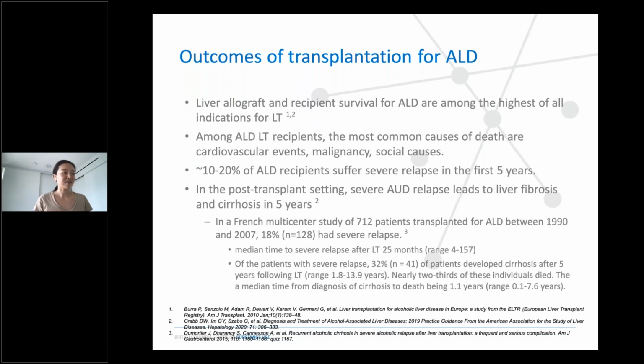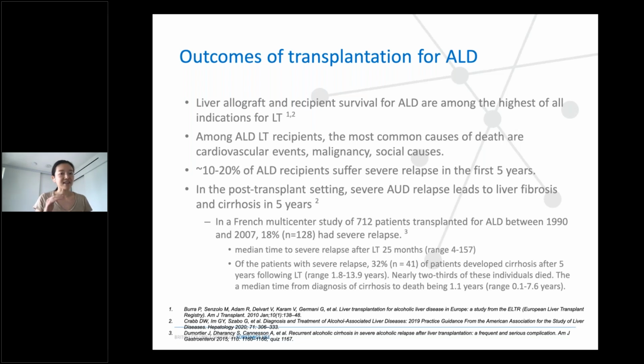And there's some data suggesting that it's even higher than other indications such as transplantation for viral hepatitis or cryptogenic cirrhosis. Amongst transplant recipients with alcohol-related liver disease, the most common causes of death for this subgroup are actually cardiovascular events, malignancies, and social causes. The risk of relapse or severe relapse in the first 5 years is fairly low, all things considered. It's only 10 to 20%.